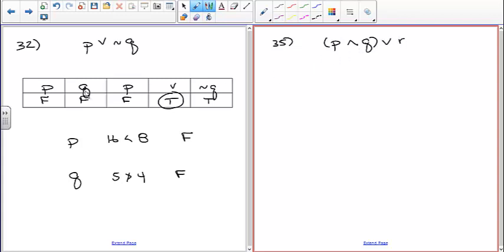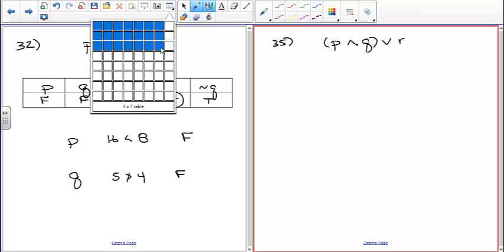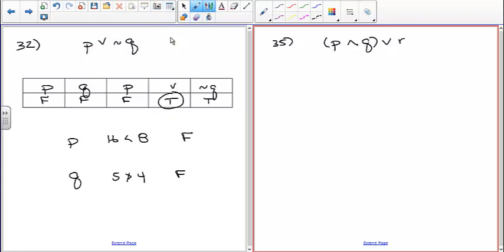So to figure out how many columns we need, we figure how many letters we have, P, Q, and R. Here we had 2, P and Q. So we need 3 columns for just the letters, and then we need the additional columns to write out this logic expression, which is 1, 2, 3, 4, 5. So 5 plus 3 is 8. So we need 8 rows, and we just need 8 columns and 2 rows.